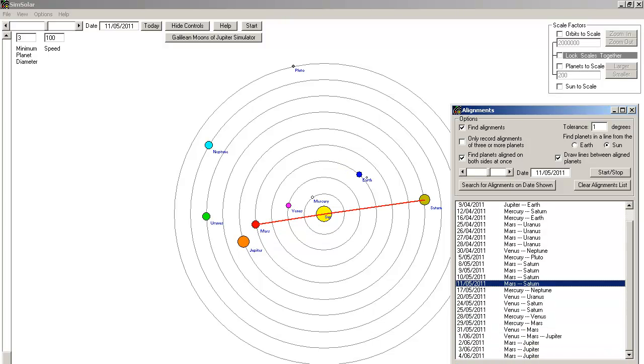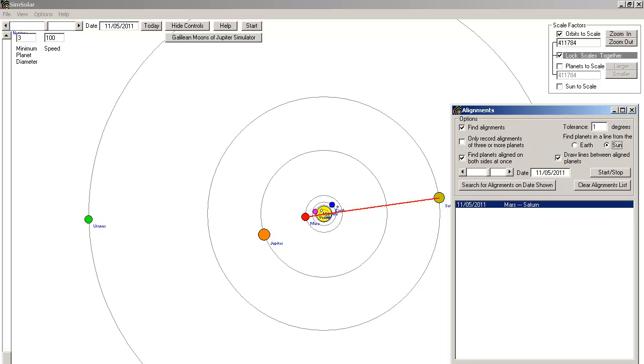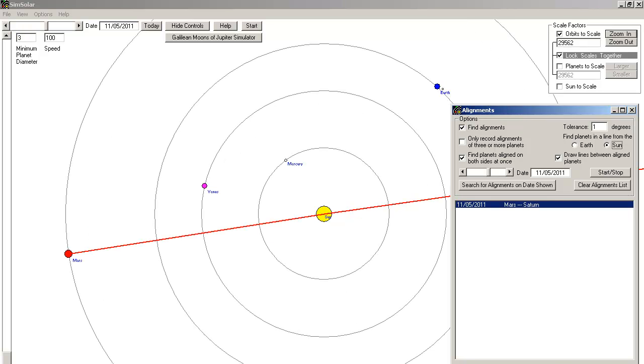We can see that there are a number of alignments with the Sun, but we will look at the alignment on the 11th and 12th of May because these coincide with the earlier alignments that we looked at with the Earth. This solar alignment is between Mars, the Sun, and Saturn. Here is the chart shown to scale, and here is a closer, zoomed-in view.